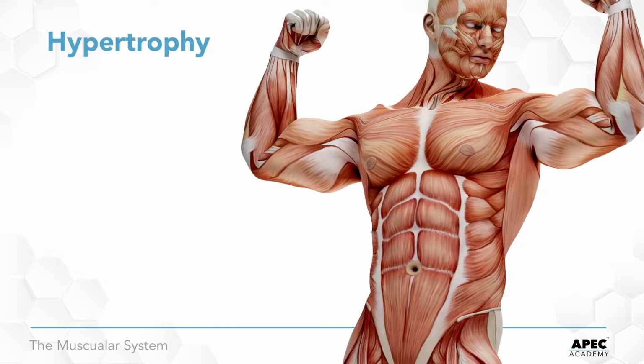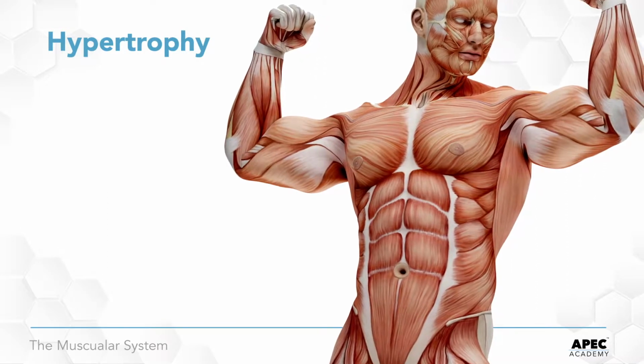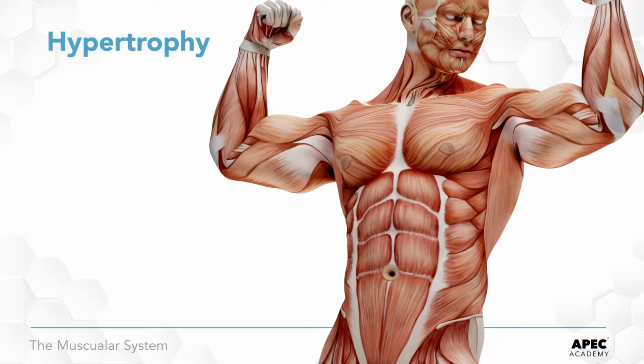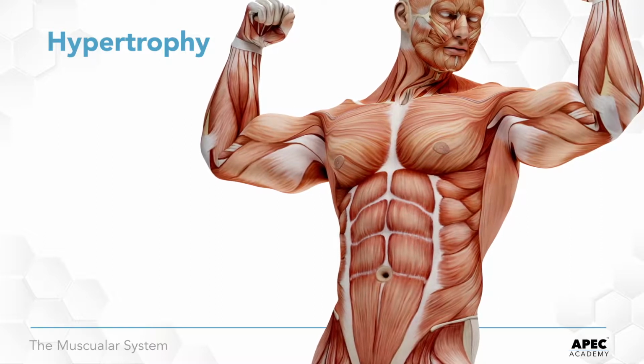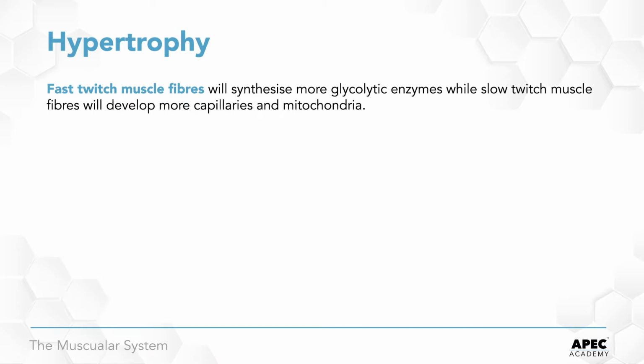The noticeable long-term effect of exercise is increased muscle mass, otherwise known as hypertrophy. This happens particularly in response to weight training. In addition to hypertrophy, with sufficient training, the metabolic capacity of a muscle can change, which actually delays the onset of muscle fatigue. Fast twitch muscle fibers will synthesize more glycolytic enzymes, while slow twitch muscle fibers will develop more capillaries and mitochondria.